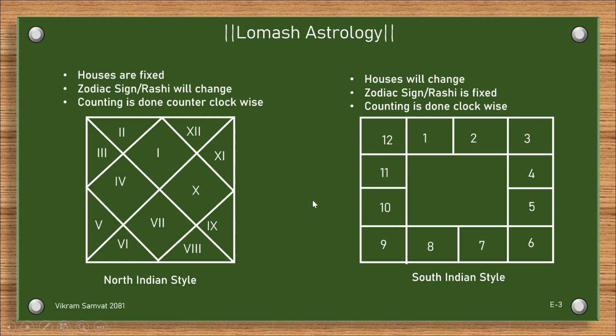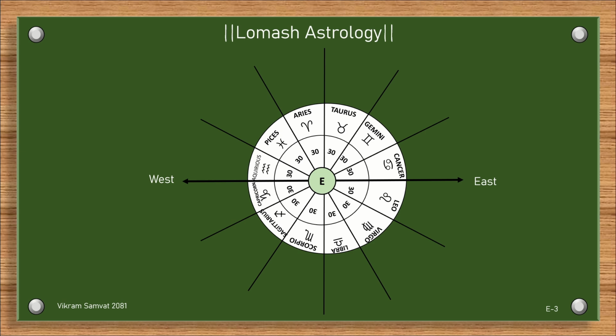Let's understand what it means that houses are fixed and zodiac signs are fixed. So we'll go back to our zodiac belt again, and we'll take the geocentric view, which we have already discussed. We see that it is a circular belt, and all the rashis or zodiac signs are equal in size, and the size is 30 degrees. The whole zodiac belt is divided into 12 parts.